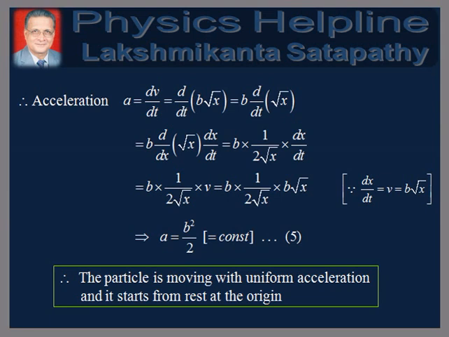Now, putting dx by dt is equal to v, which is equal to b root x, and simplifying, we get a is equal to b square by 2, which is a constant. Therefore, we conclude that the particle is moving with uniform acceleration and it starts from rest at the origin.